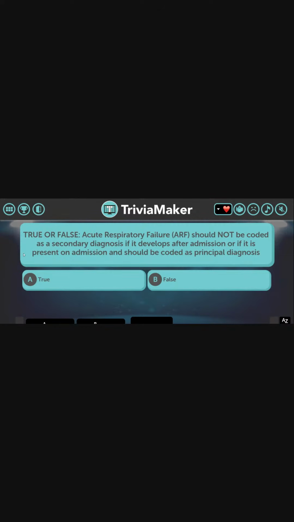Okay, so acute respiratory failure, or ARF, should not be coded as a secondary diagnosis if it develops after admission or if it is present on admission and should be coded as principal diagnosis. What? If it develops after admission or if it is present on admission. Okay, I'll give you guys a minute to read that over. I know that's a lot of words, and let me know in the chat.